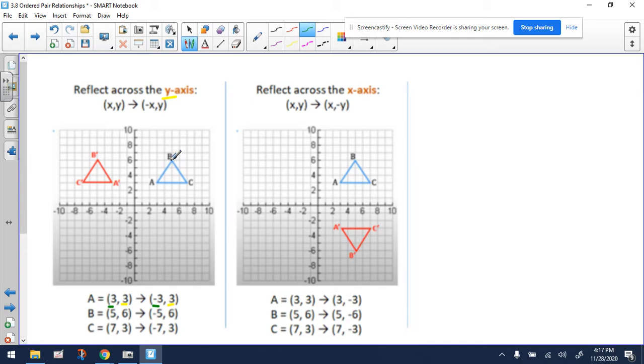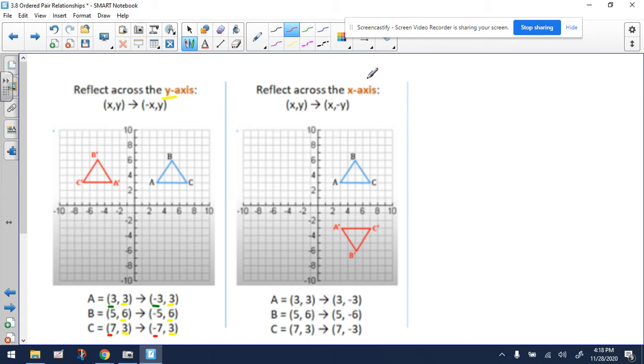So if we take a look at point B, the original point is (5, 6). What's the opposite of 5? Well, it's -5. So notice that the y-coordinates stay the same and the x-coordinates are opposites. And likewise with point C. If we take a look at point C here, the ordered pair for that is (7, 3). We're going to keep the y terms the same, and we're going to change the x terms to their opposites. So what's the opposite of 7? It would be -7. All right, so that's reflecting over the y-axis.